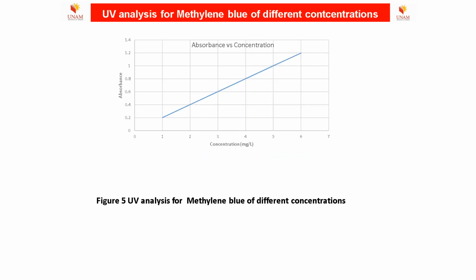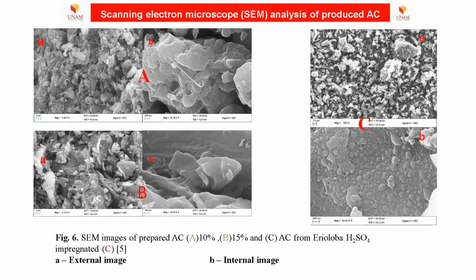So UV analysis of methylene blue at different concentrations was done, concentrations 1, 2, 3, 4, 5, 6. Then scanning electron microscope analysis of the produced AC.